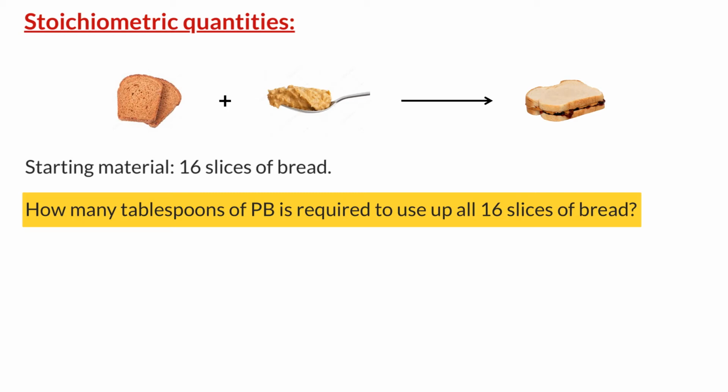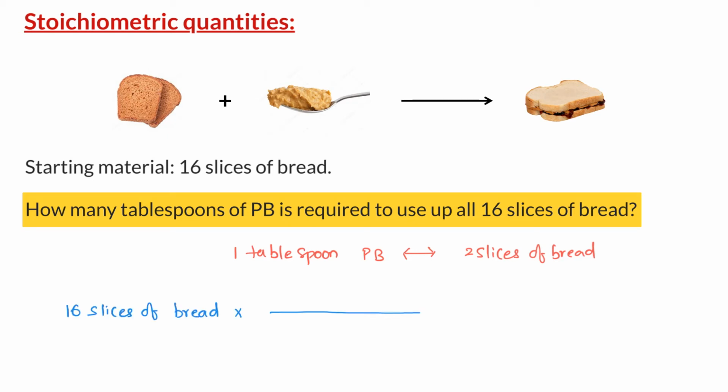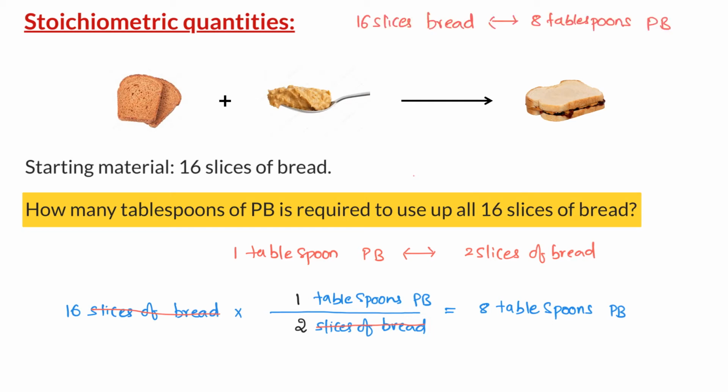According to the balanced equation, we need 1 tablespoon of peanut butter for every 2 slices of bread. We start with 16 slices of bread and multiply it with a conversion factor that has slices of bread in the denominator and tablespoons of peanut butter in the numerator, which is 1 tablespoon of peanut butter per 2 slices of bread. If we do the calculation, we get 8 tablespoons of peanut butter. So, to consume 16 slices of bread, we need 8 tablespoons of peanut butter.